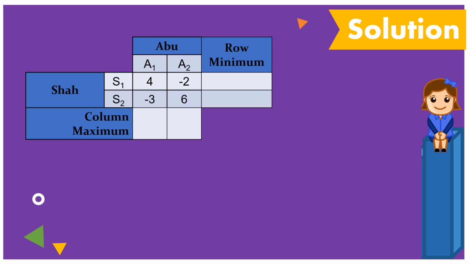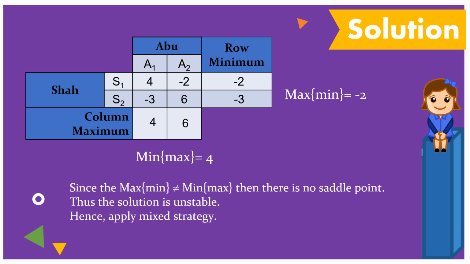Thus, the row minimum of S1 is -2, S2 is -3, hence the maximin value is -2. The column maximum of A1 is 4, A2 is 6, hence the minimax value is 4. Clearly, the maximin value is not the same as the minimax value. Then, there is no saddle point, thus the game is unstable. Hence, both players must apply the mixed strategy.